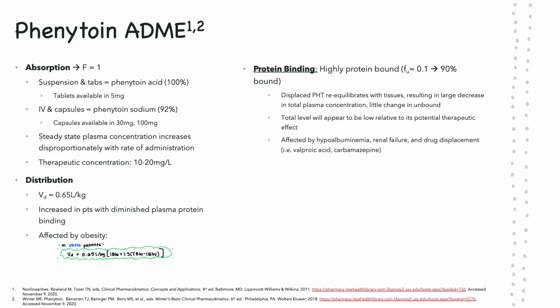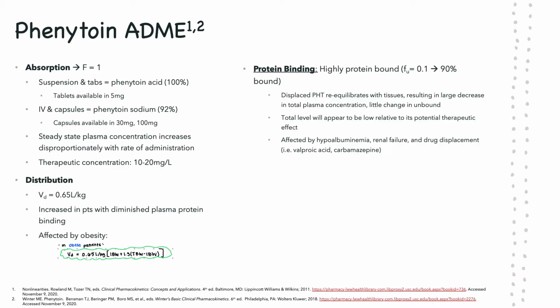So phenytoin is an example of nonlinear pharmacokinetics. I will go through the different parameters. First is absorption. It's actually 100% absorbed, and it exists in different formulations: phenytoin acid and phenytoin sodium. Phenytoin is an anticonvulsant used to treat seizures, and is usually dosed between 200 to 400 milligrams per day. The steady-state plasma concentrations of phenytoin increase disproportionately with the rate of administration, and it tends to have a therapeutic concentration between 10 to 20 milligrams per liter.